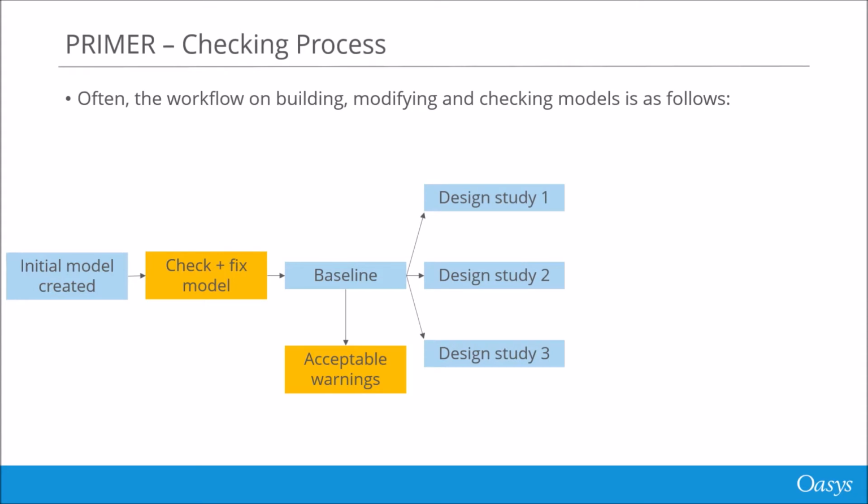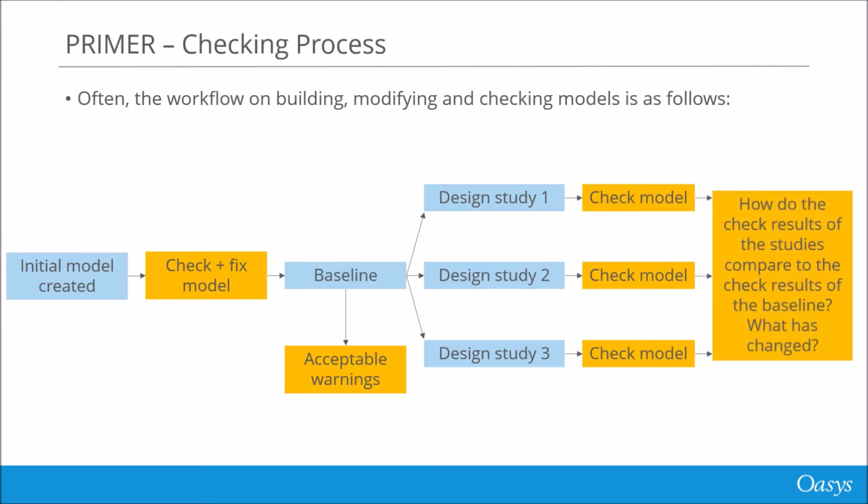Now from that baseline you do some design studies and you run a model check on those design studies. So how do the check results of these studies compare to the check results of the baseline? What has changed? It's useful to know what has changed between your baseline check status and your design study check status.